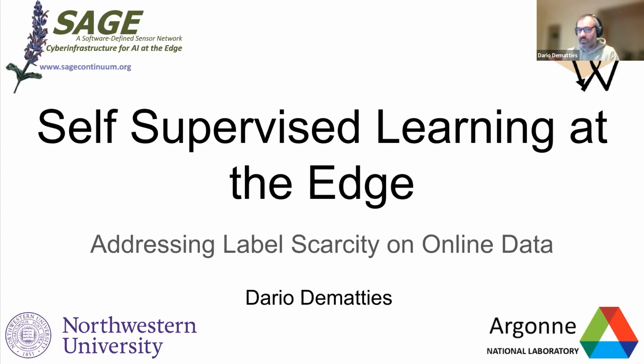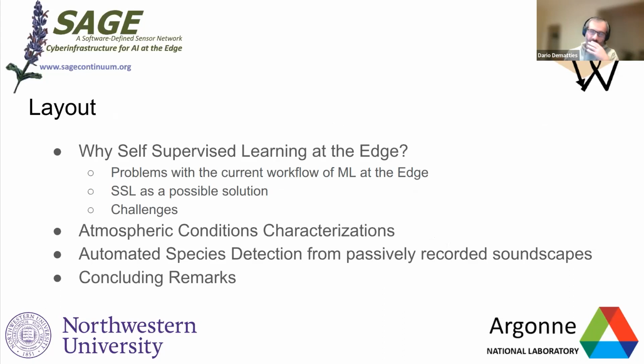And today I will talk about self-supervised learning, why it is important at the edge, and how we are going towards addressing label scarcity on online data collected at the edge. As a layout of my talk, I will introduce the topic, explaining why we think self-supervised learning is important for edge computing, presenting the problems of the current machine learning workflow for edge computing, presenting self-supervised learning as an appropriate and timely solution, but also presenting the challenges in implementing this new paradigm in machine learning, which is pretty exciting.